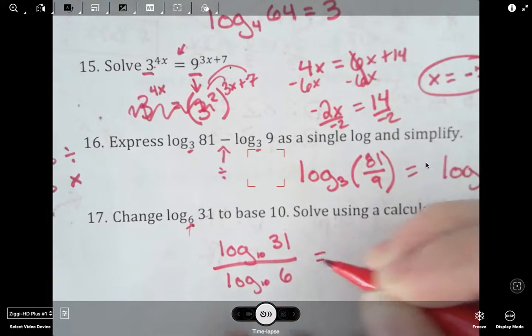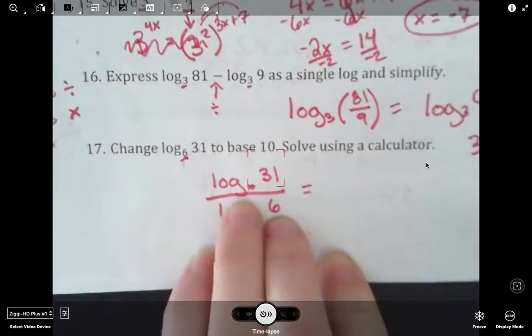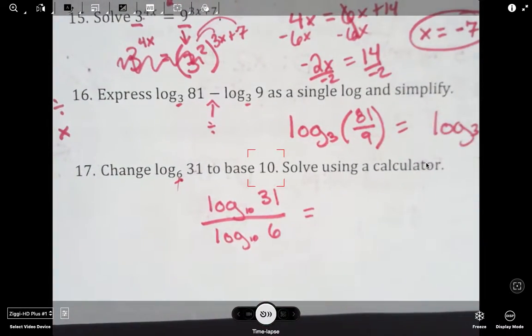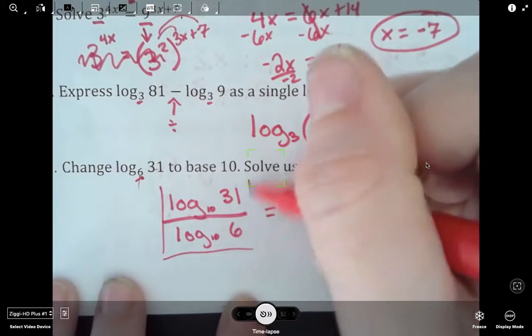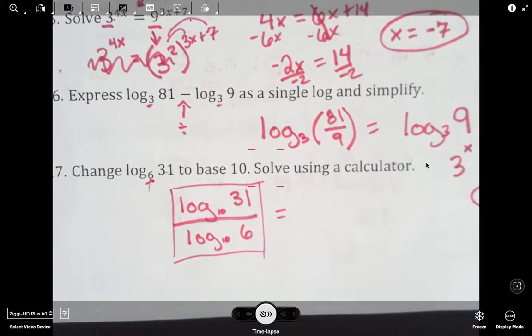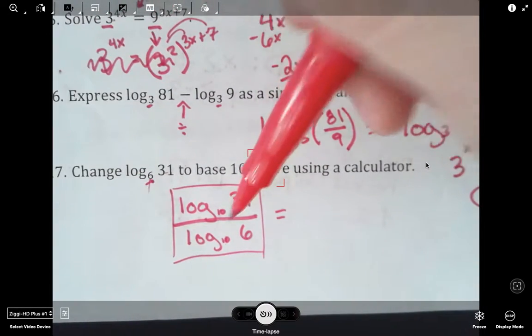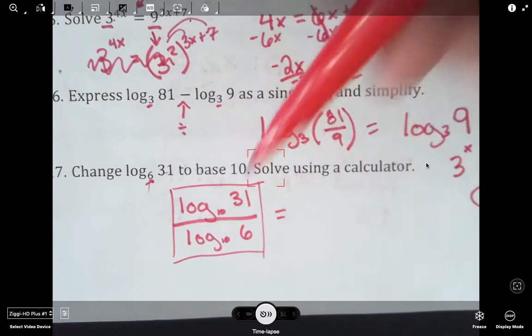So you don't have to type in your calculator log with base 10. Your calculator already thinks in log base 10, so it's just log 31 divided by log 6. You need to write this step out. Otherwise, I won't count it right. I know some of your calculators can convert to log base 6, but I want you to know that that's actually what this becomes. So this has to be part of your answer.